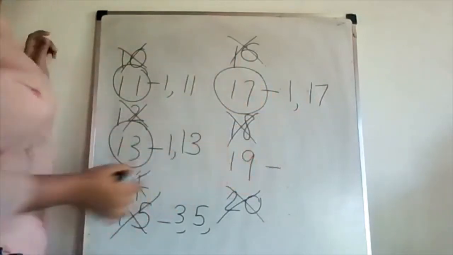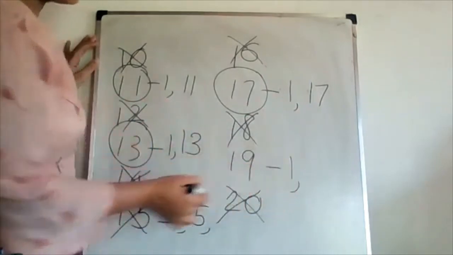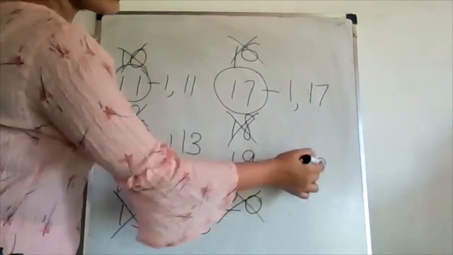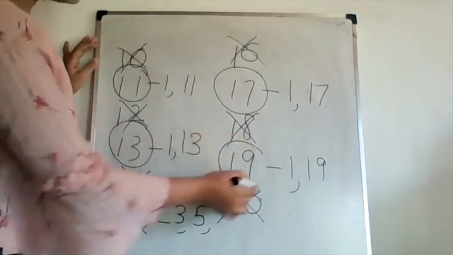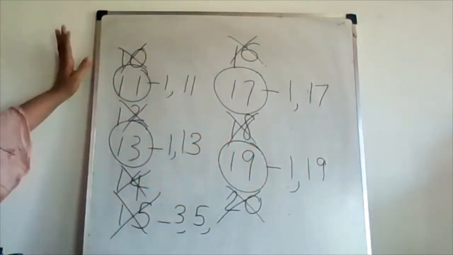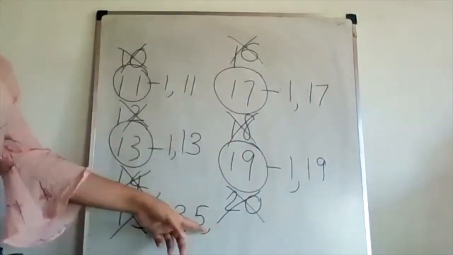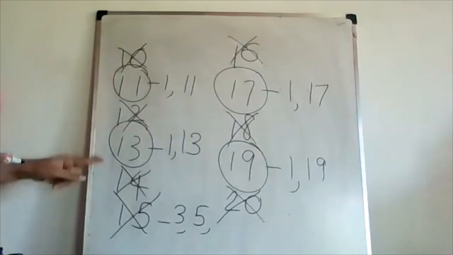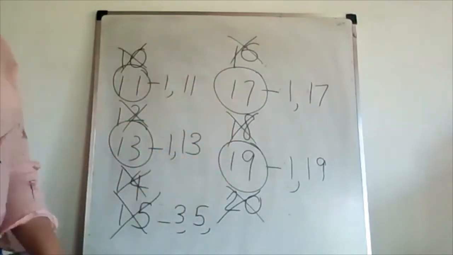And finally, let's move on to 19. And for 19 also, 1 is a factor and 19 is also a factor. And those are the only two factors for 19. So 19 is also a prime number. So finally, we have figured out all the prime numbers from 10 to 20. So the first one is 11, next 13, next 17, and finally that is 19.